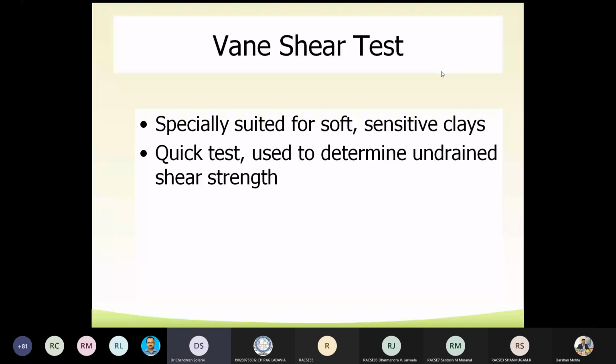This is a quick test, known as the Van shear test, to perform on soil samples. It is not preferable to perform the test in the laboratory as far as the strength parameters are concerned, as there is a high disturbance in the collection of the samples. So we do have the Van shear test.